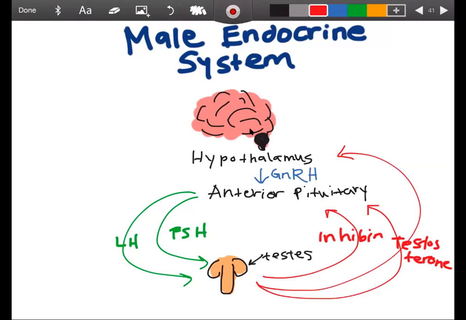And then let's say that, again, the sperm needs to be produced and there's a low level of it. What the body would do is it would stop sending these inhibin and testosterone hormones to the hypothalamus and anterior pituitary gland. Those levels of those two hormones are going to go down. And then the hypothalamus will now be stimulated to, again, release GnRH, and then stimulate the anterior pituitary to release LH and FSH, and the whole process will start all over again. So that is the male endocrine system.